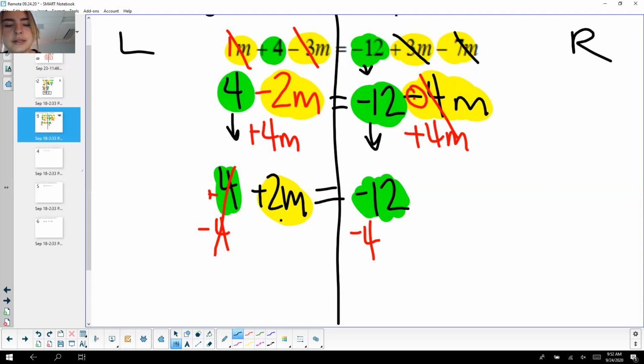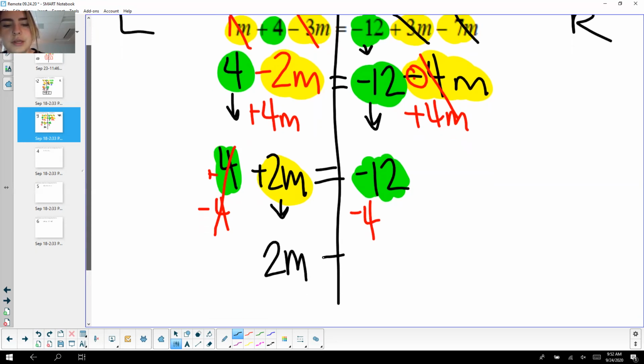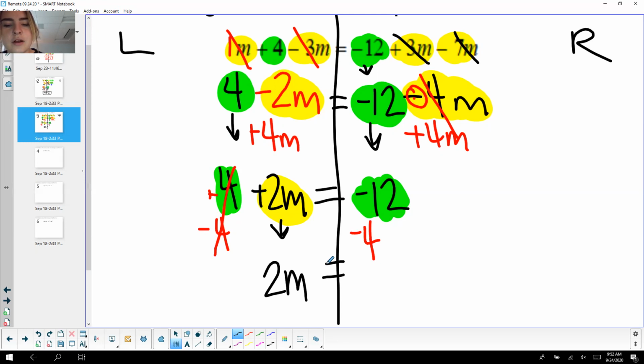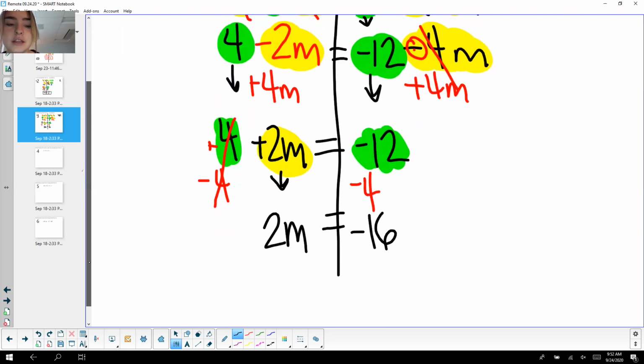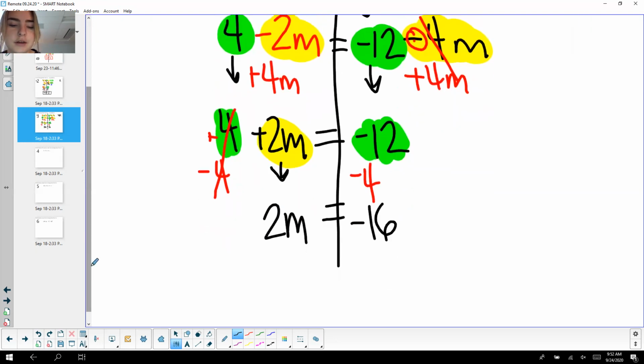I'm going to bring down 2m. And then I've got negative 12 minus 4. If you enter that in your calculator, negative 12 minus 4, you're going to get negative 16. Again, you can use your calculator for everything in the 8th grade, so make sure you're taking advantage of that.